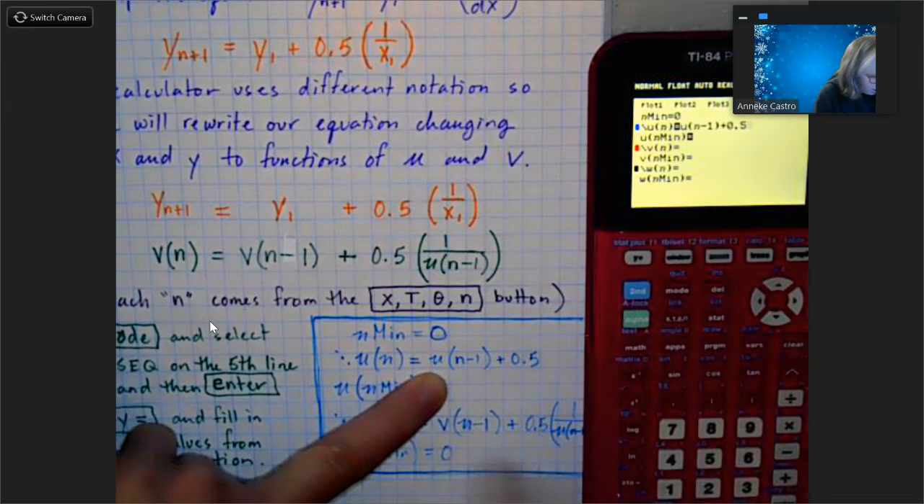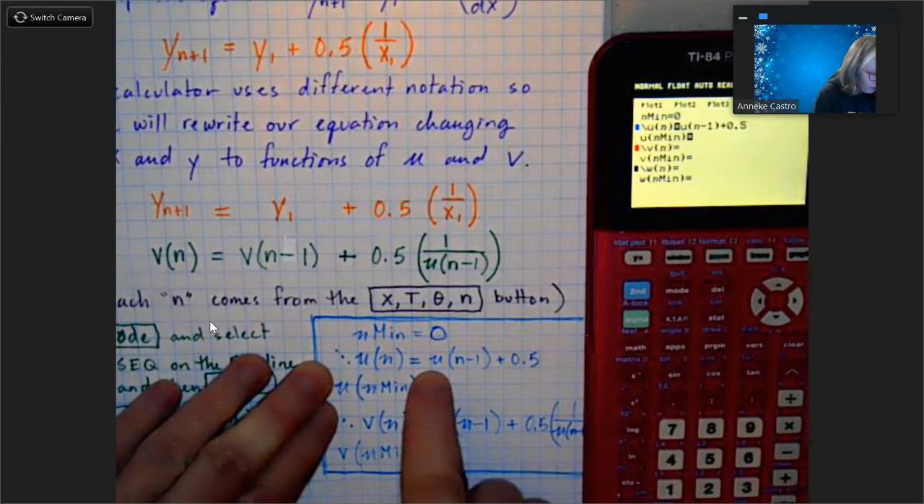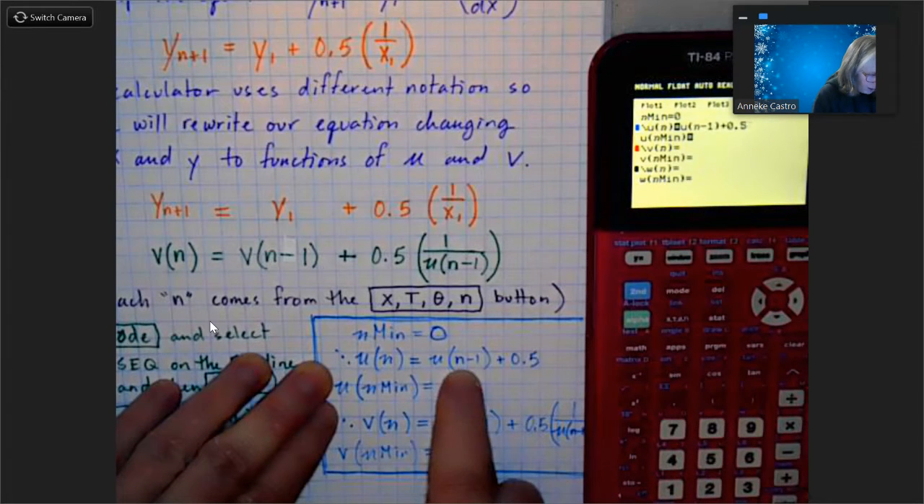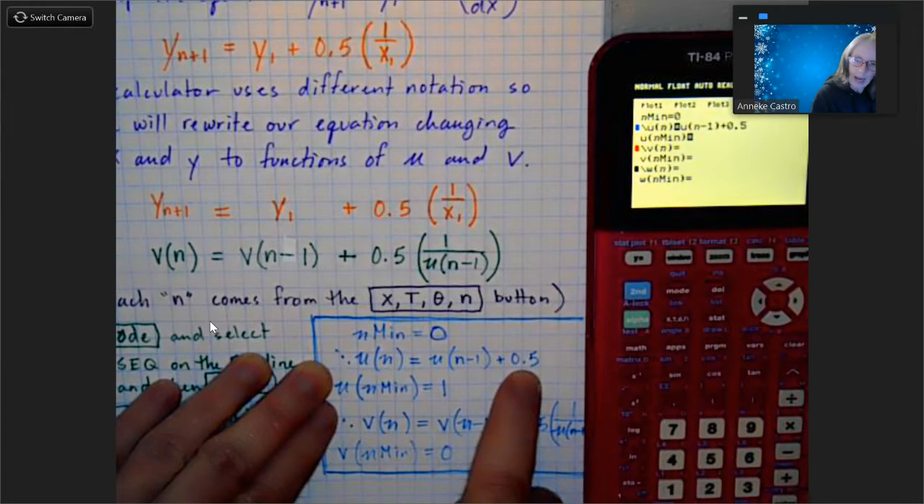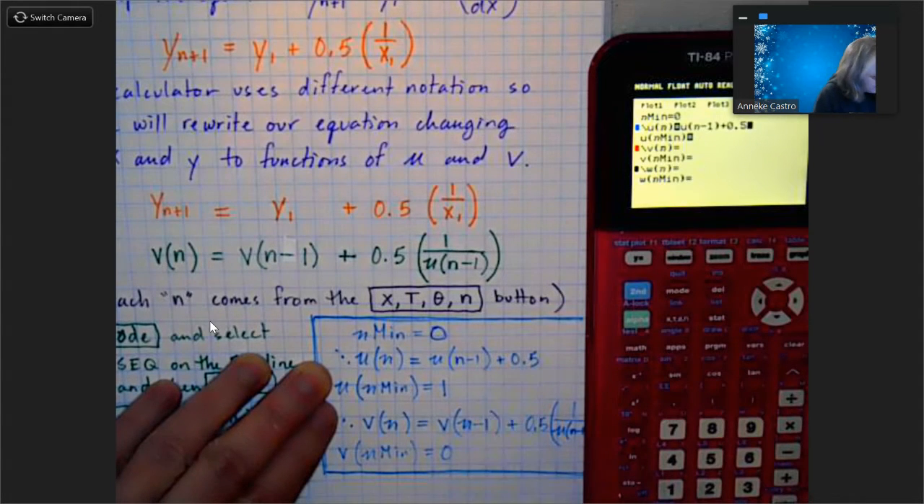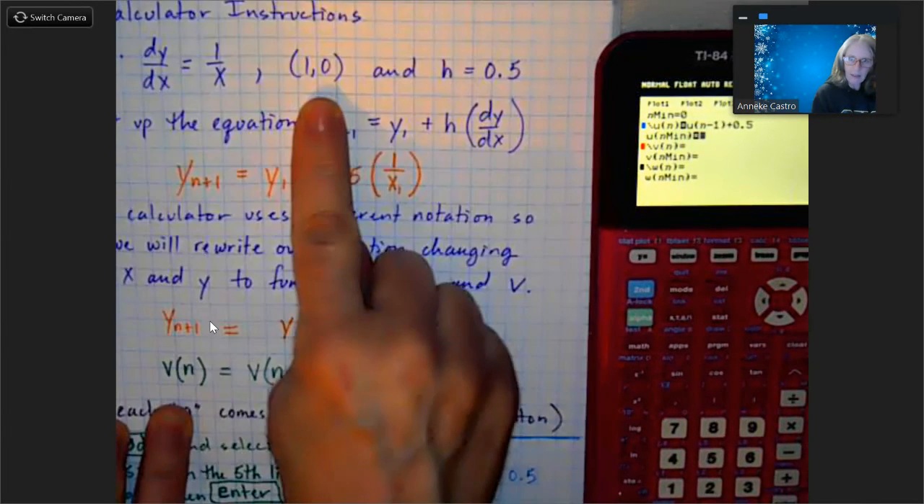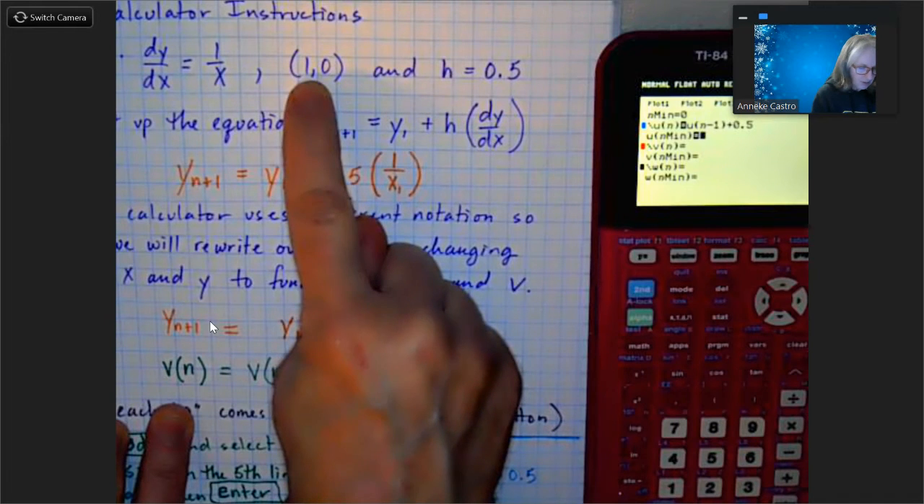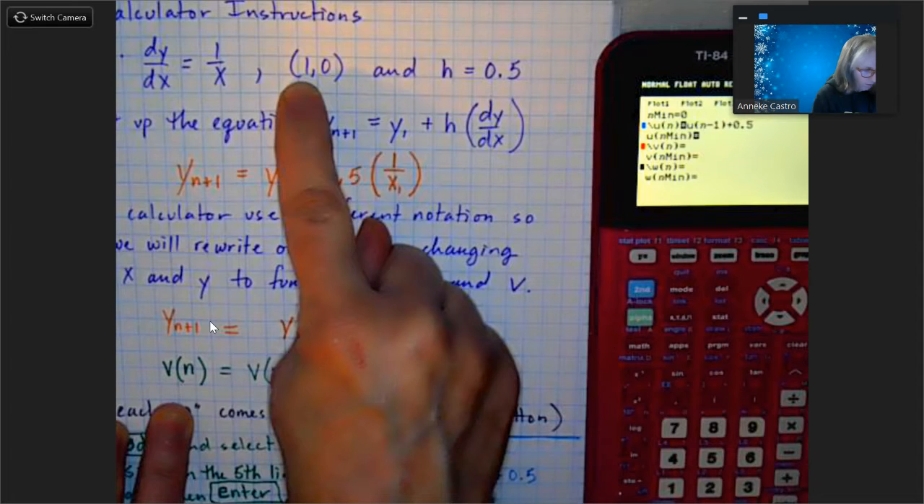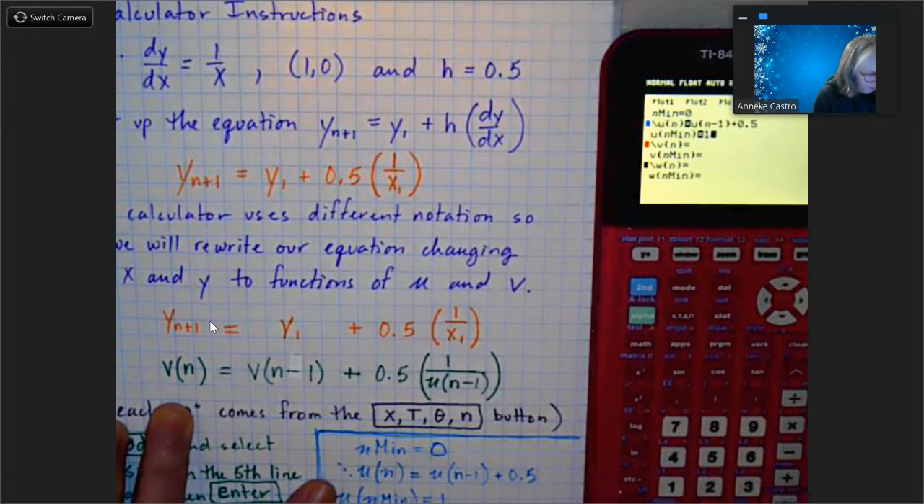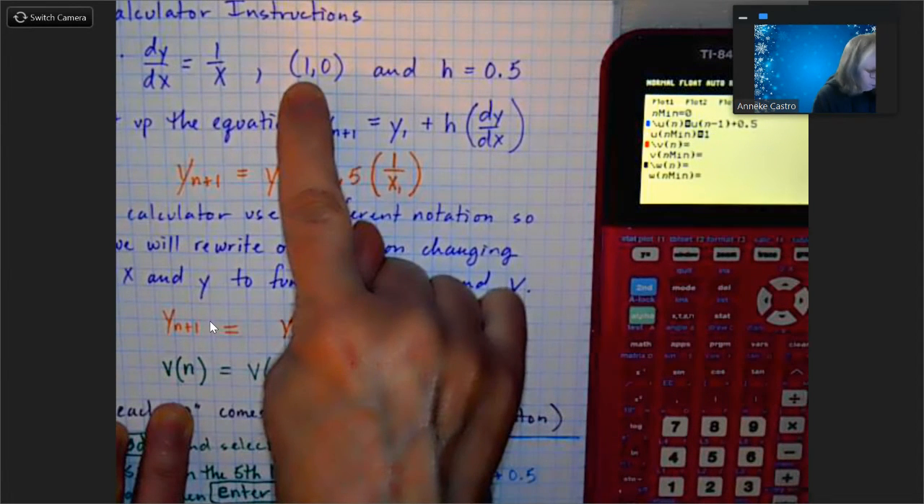Okay, so whenever you're doing a problem, you're always going to have this, U of n minus 1, plus whatever your h value is. So you might want to make a note of that. All right, next, U n min. That means the point that you were given right here, this is our first x value. So what's our first x value? Our first x value is 1. Okay, so it's just that one right there.